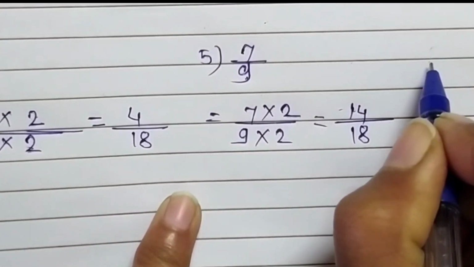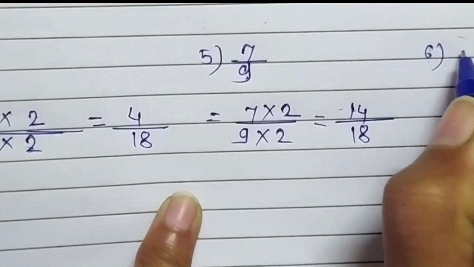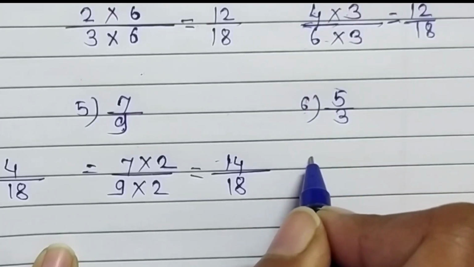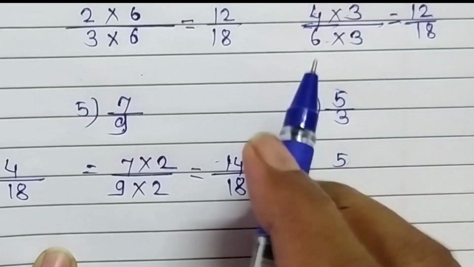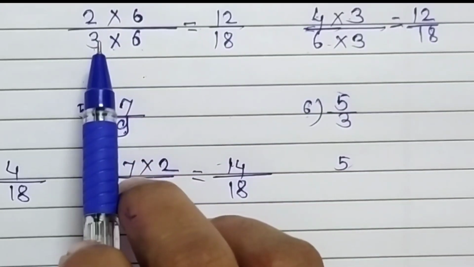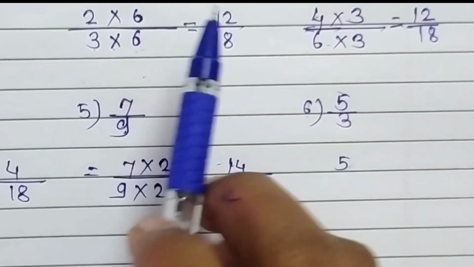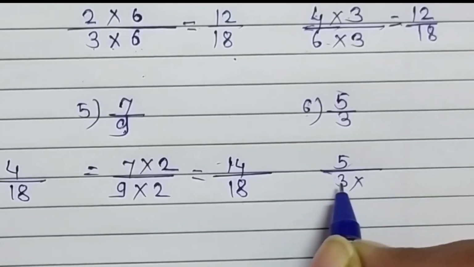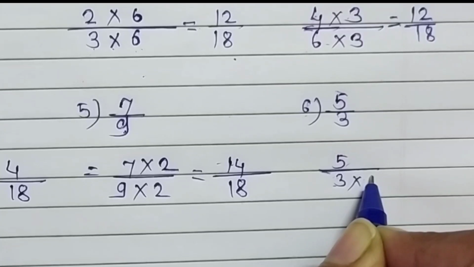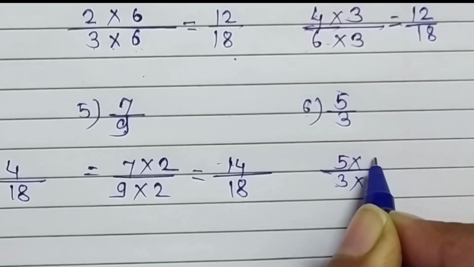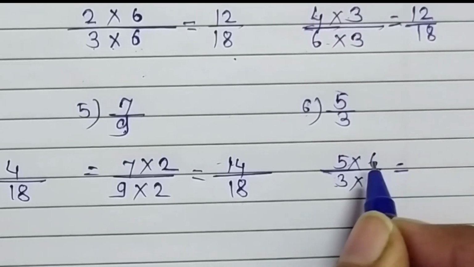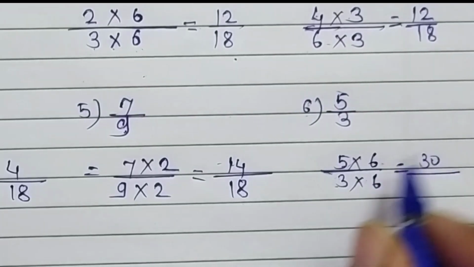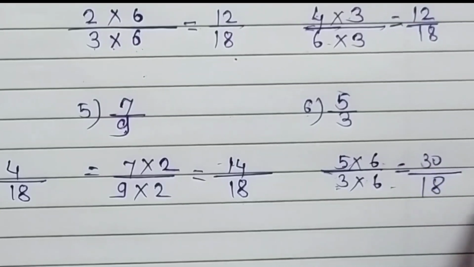The sixth fraction is 5 upon 3. Here we know that when we multiply 3 by 6, we get the answer 18. Just multiply 3 by 6 and 5 by 6. 6 5s are 30, or 5 6s are 30, and 3 6s are 18.